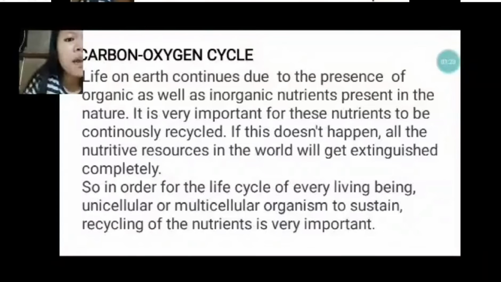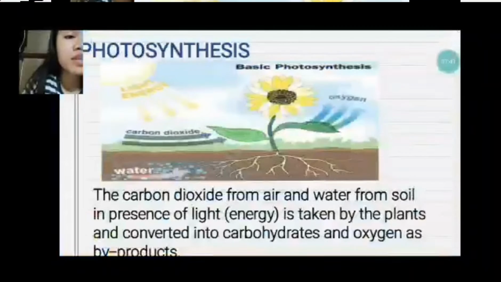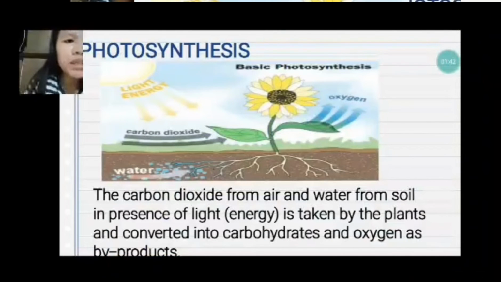So, one of these is the carbon-oxygen cycle, which is the most important recycling, no? So, next, I have here the process of the carbon-oxygen cycle. So, number 1 is photosynthesis. So, this picture elaborates on photosynthesis.